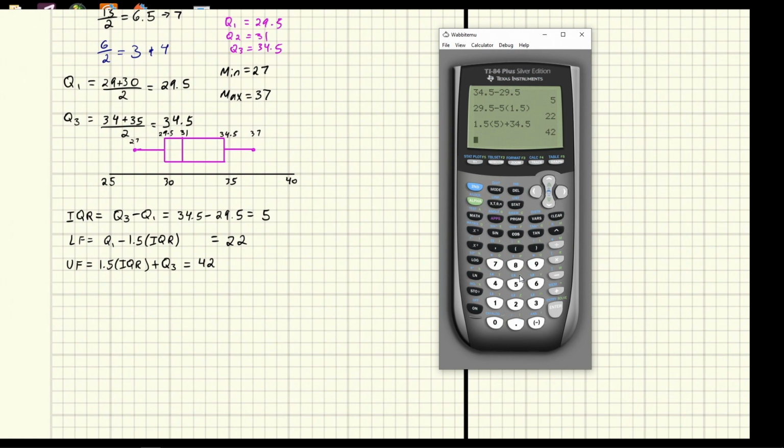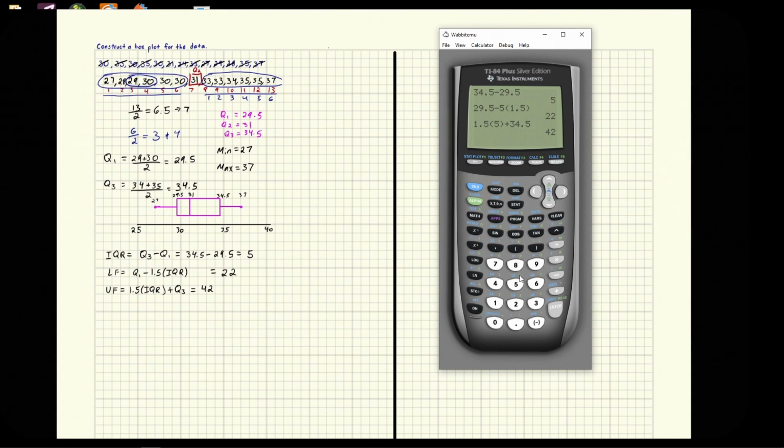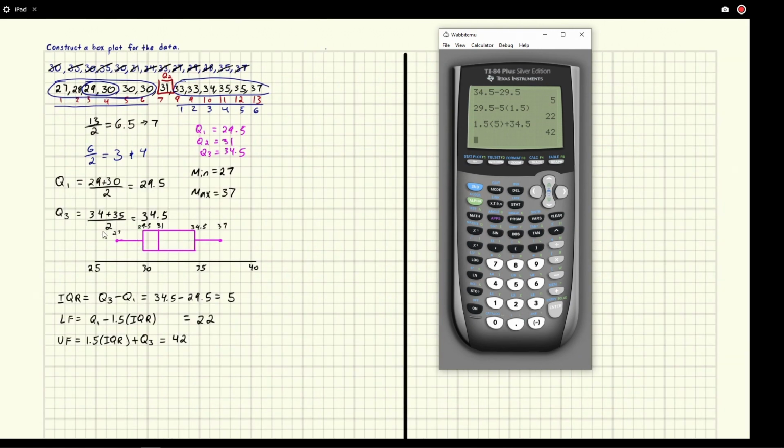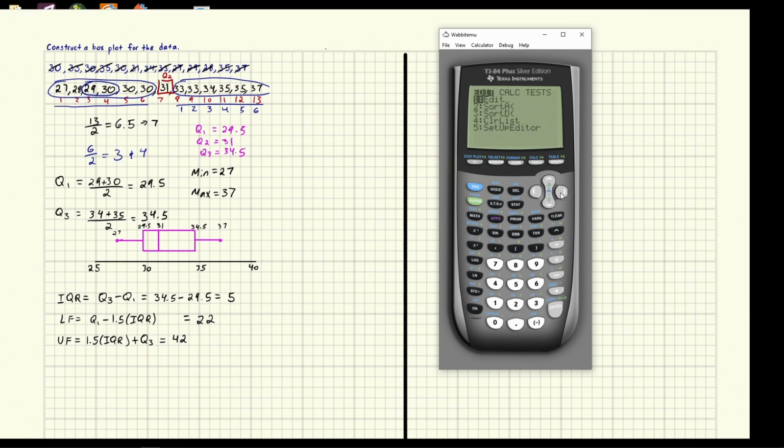37 is our highest number. So we have no outliers, so we don't need to adjust our graph. One other thing we can do here is check our 5-number summary. We probably should have done this before we graphed it, but I got a little excited and just went straight to it. So to do that, you go to stats and you go to edit, and we're going to put these numbers in a list.